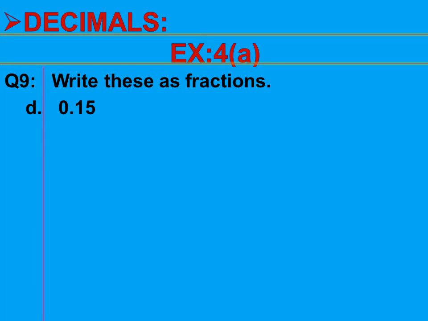Now we will move to the next part, part D. In part D we have the question 0.15, and we have to write it as a fraction. Simply we will write it again, then we will make the line of this fraction. After this we will replace this point with 1. Okay, and how many zeros will we put? We will put 2 zeros. Why? The reason is that we have 2 digits after this point.